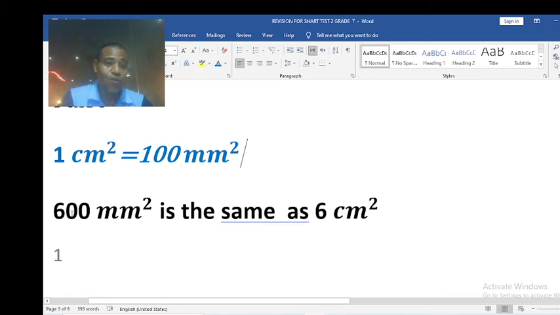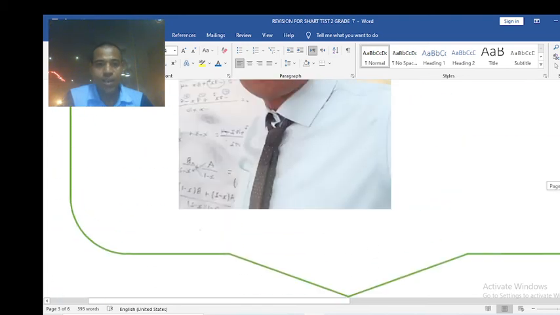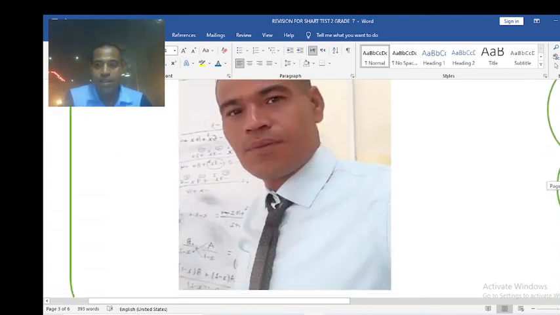So now, 600 millimeter square is the same as 6 centimeters square? We said that is false. Now we'll correct this. 600 millimeter square is the same as what? Yes, centimeter square. This is correct, but the question should be like that. I will just show you the question here.